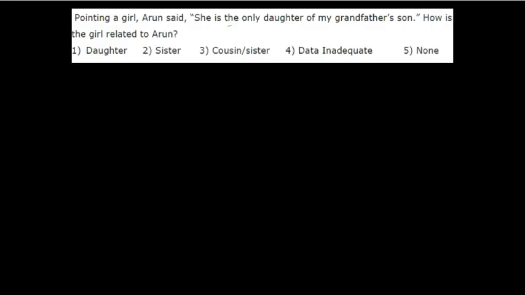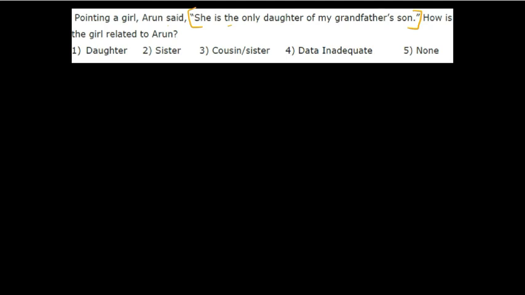Let's move to the next, type 3 of the problem. This is the word problem, which is commonly asked in the exams. Let's go through this particular problem, and I will be sharing a small tip to solve it very easily. Pointing at a girl, Arun said, "She is the only daughter of my grandfather's son." How is the girl related to Arun? This is the statement, which I am marking in the bracket, and you have to solve it by drawing the family tree.